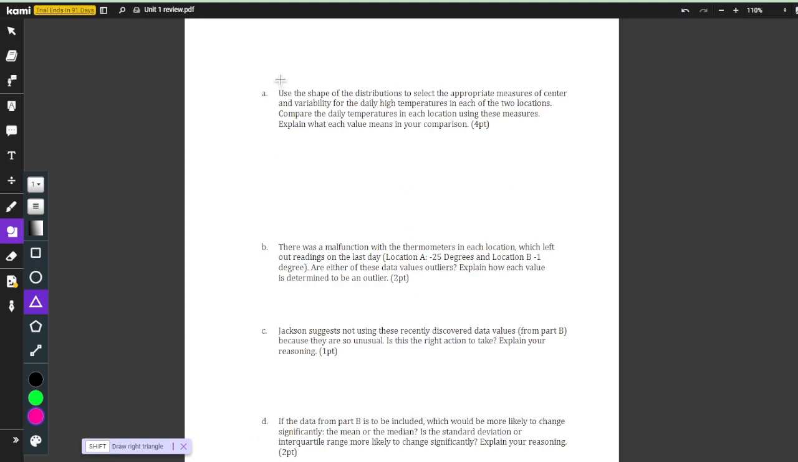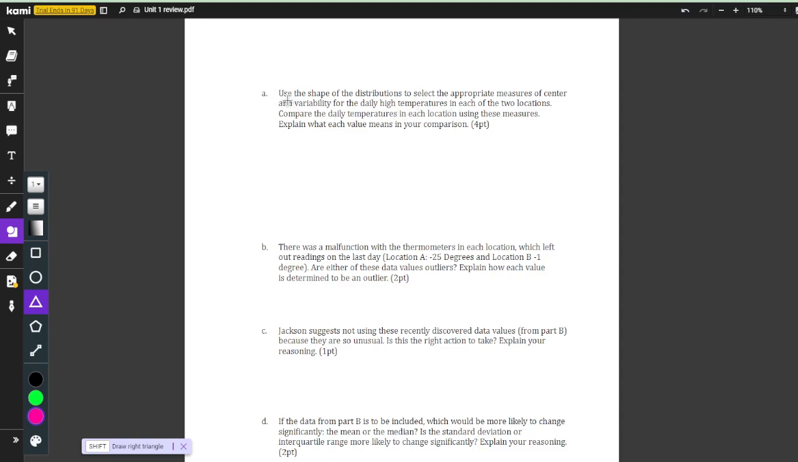Number one, using the shape of the distribution, select the appropriate measures of center and variability for the daily temperatures of each of the two locations. Compare the daily temperatures for the locations using these measures. Explain what each value means in your location. Now, here's the biggest thing. You have to explain each location. There are three parts to this question that you have to answer.